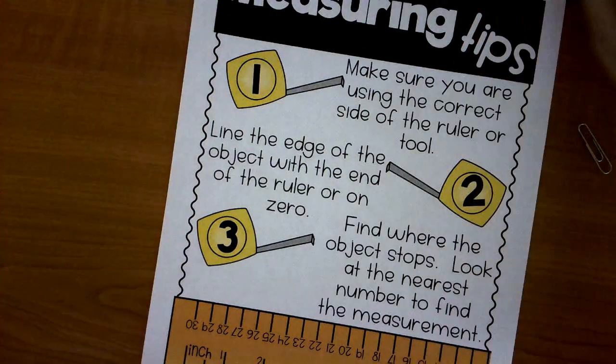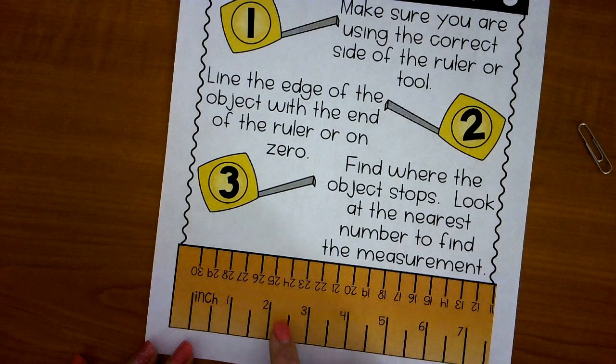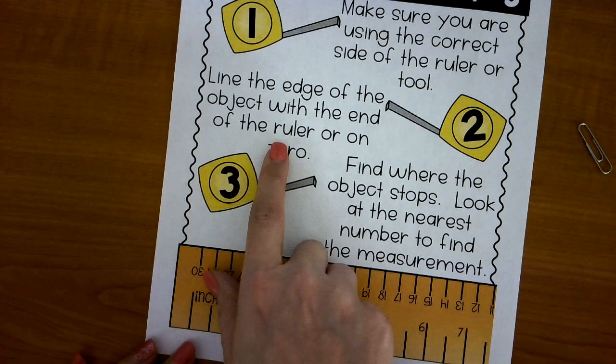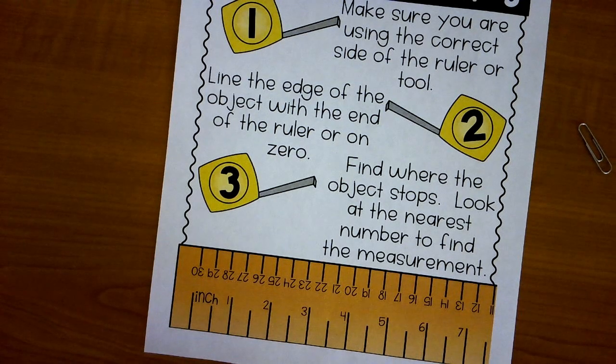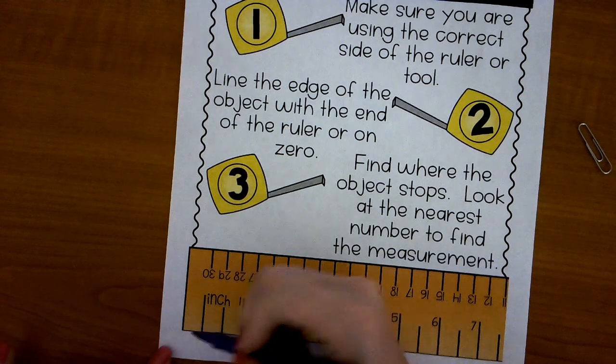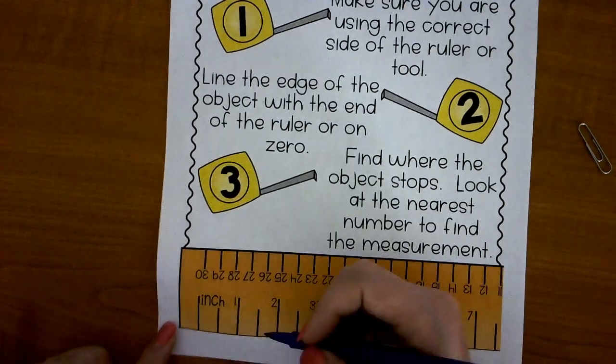This one sometimes we forget about. Make sure when you are measuring an object that you line the edge of the object up with the end of the ruler, or on 0. For instance, on this one right here where the inches are, this would be where you would need to start.